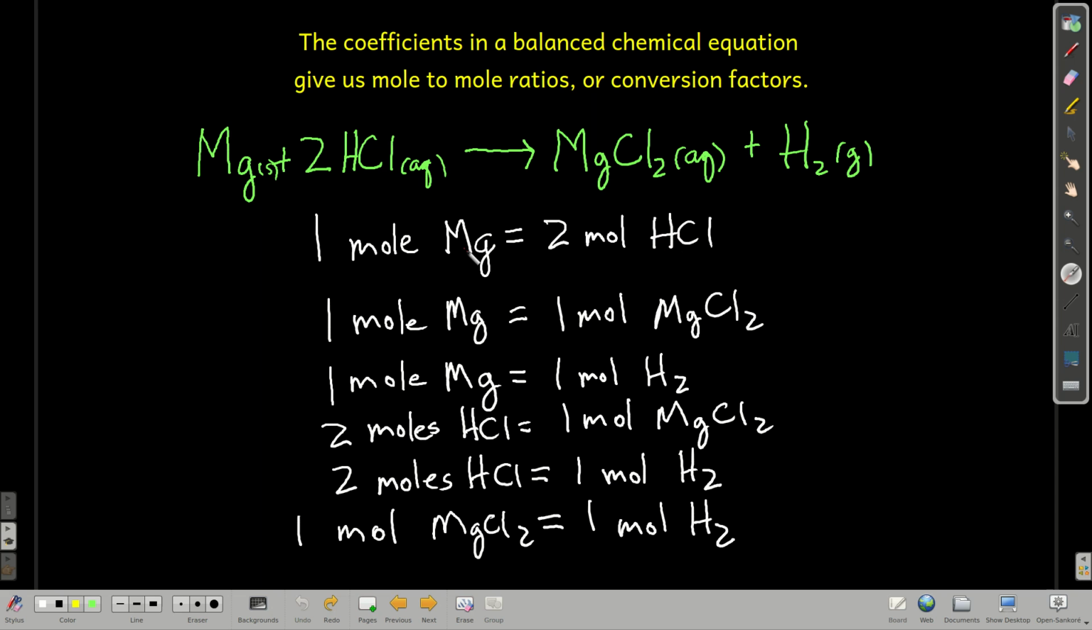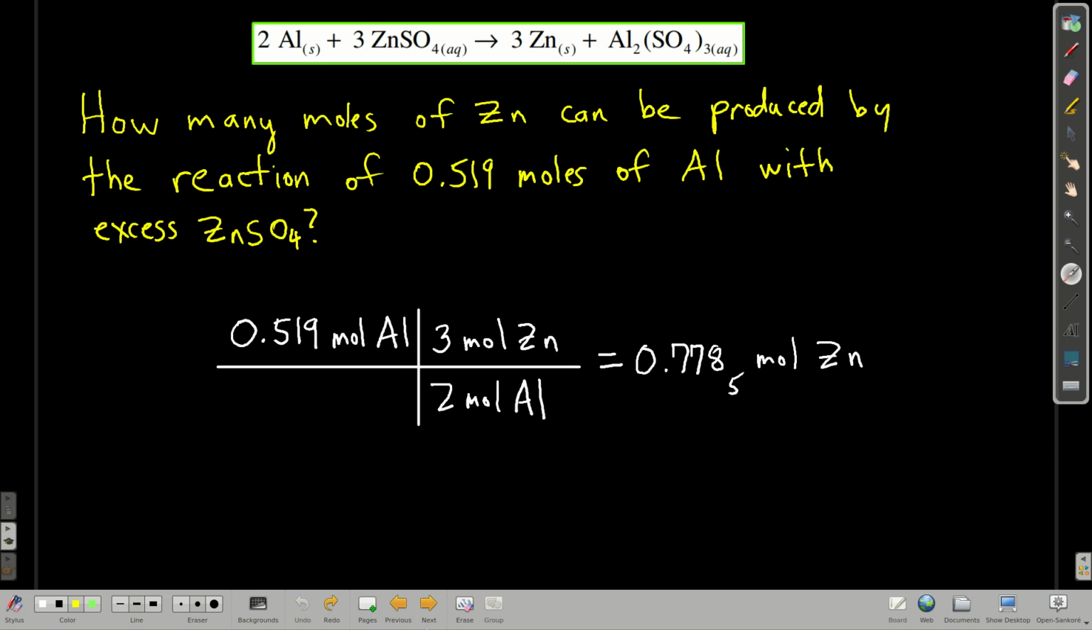Now, these numbers here, the 1, the 2, or whatever the coefficients are, these are exact numbers. They do not limit your sig figs. Remember that. So let's use these conversion factors.